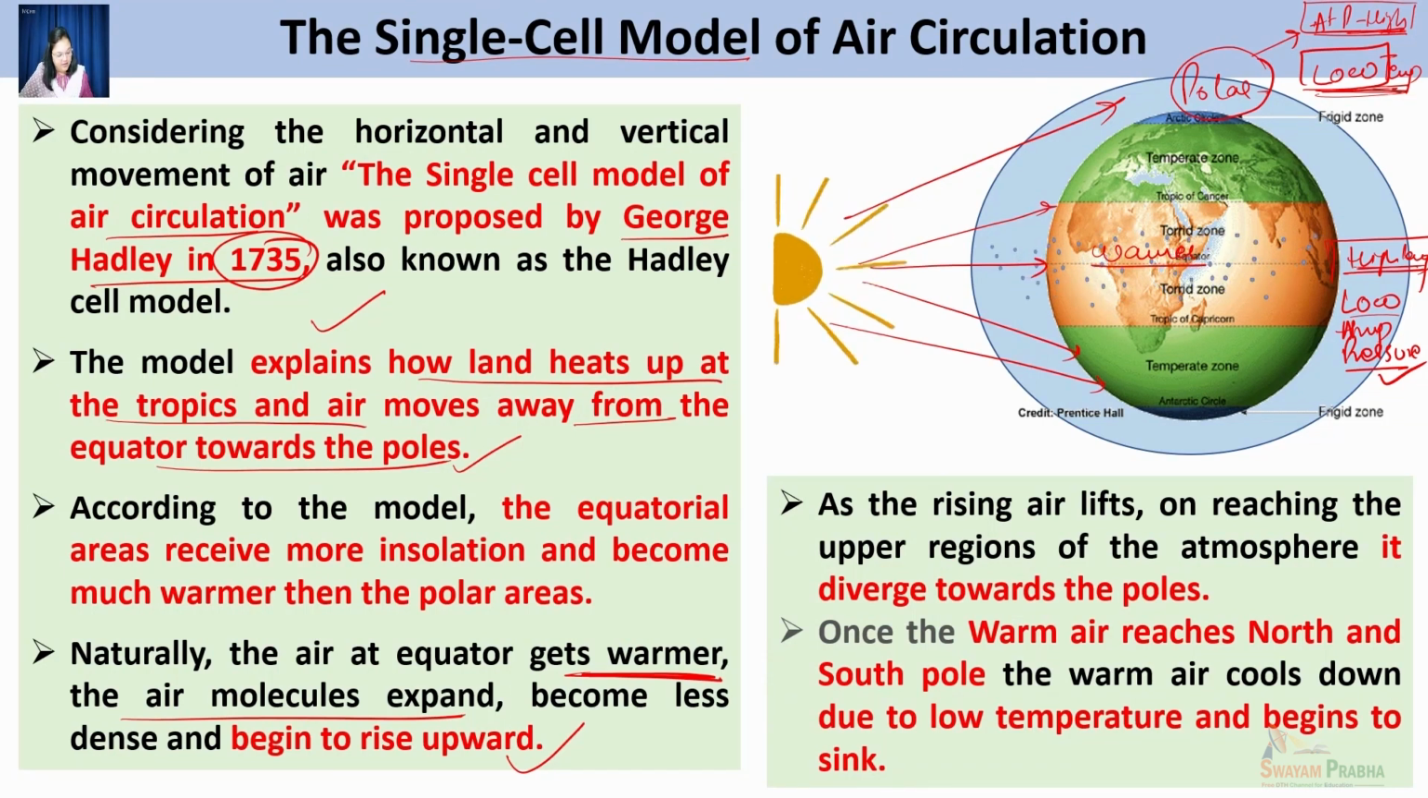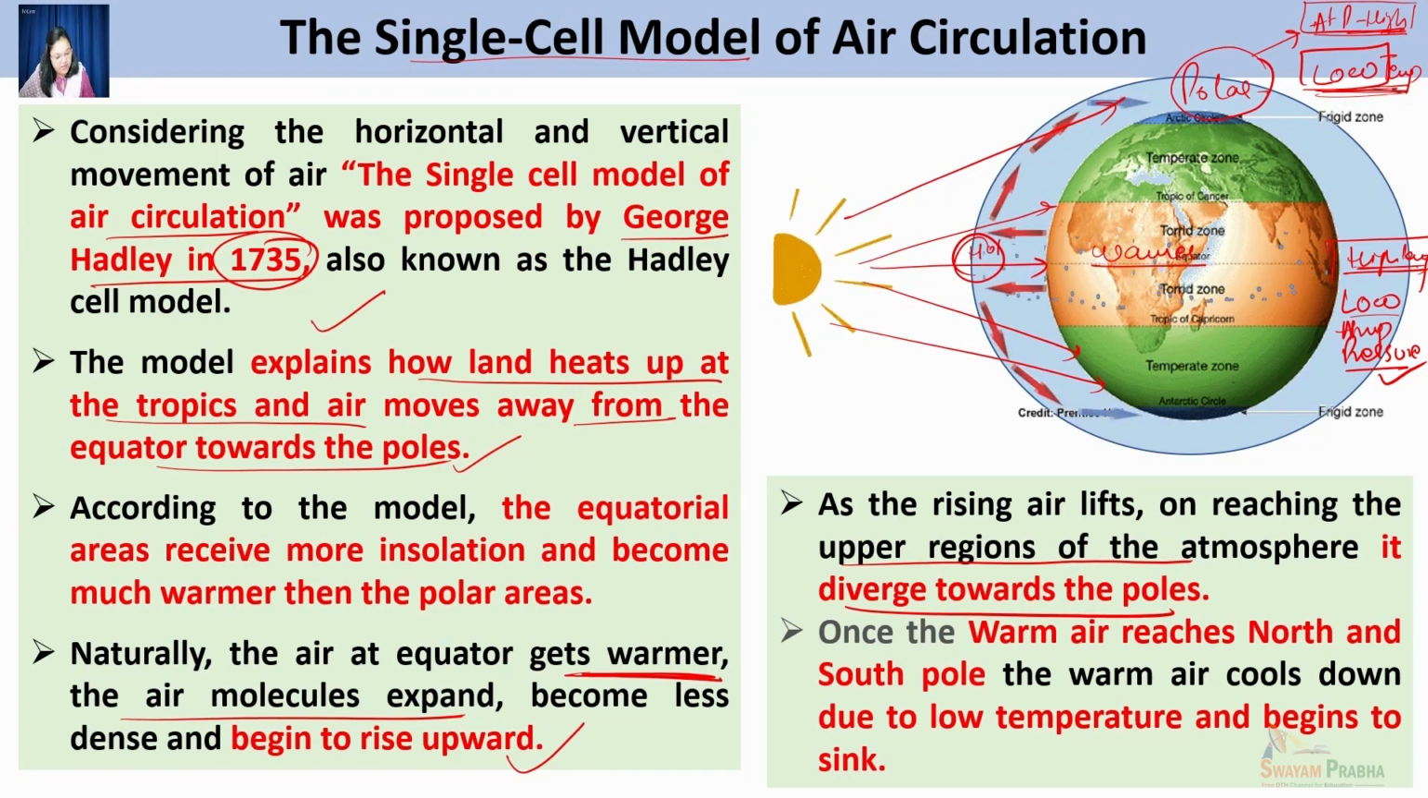Naturally, the air above the equatorial region starts lifting, and on reaching the upper regions of the atmosphere above the equatorial areas, it diverges towards the polar areas in both the hemispheres. So because of existing high pressure in the upper atmospheric regions, the ascending air from the equatorial areas, after reaching a certain height in the troposphere, diverges towards the polar areas.